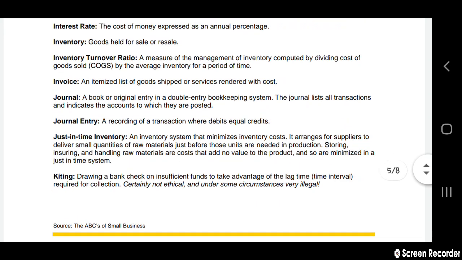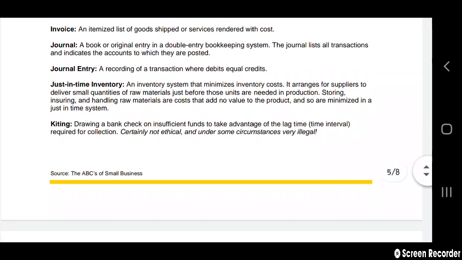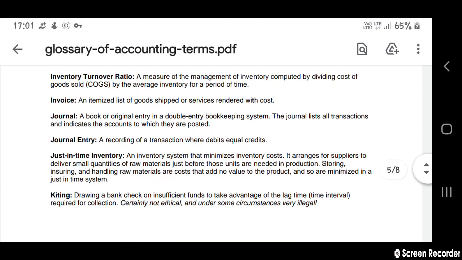Next is inventory. Goods held for sale or resale are called inventory. Inventory turnover ratio is a measure of the management of inventory computed by dividing cost of goods sold, COGS, by the average inventory of a period. When you divide, you will get the inventory turnover ratio. Next, invoice, an itemized list of goods shipped or services rendered with cost is the invoice.